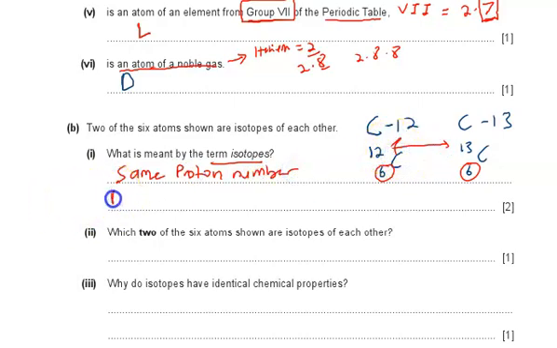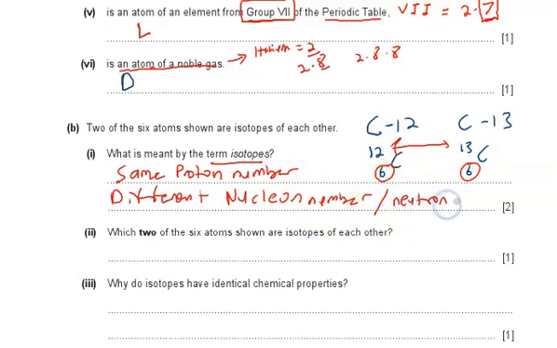Alright, and then they will have a different nucleon number or mass number, or you can also say a different neutron number. Okay, different in neutron number. So that is what is meant by isotopes. Now, which 2 of 6 atoms shown are isotopes of each other?